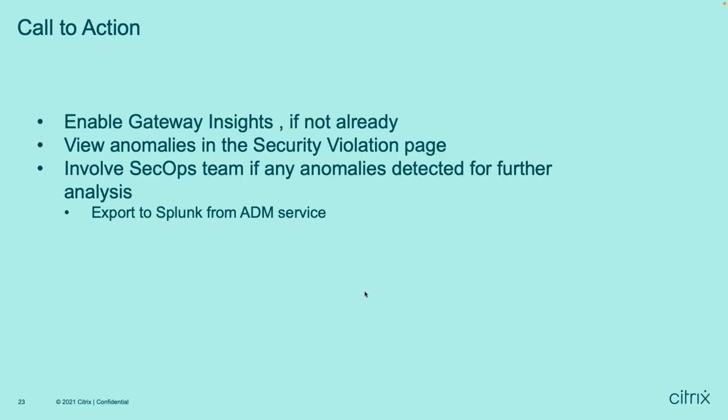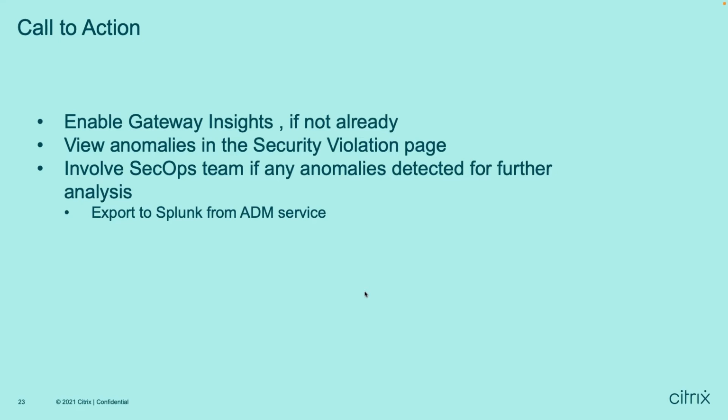So what is the call to action? First, if you have not enabled gateway insights for your ADC gateways that are discovered on ADM service, please go ahead and do that. With that, you will start seeing anomalies on your security violations page. Once you have the prerequisites set up, please go to the security violations page on ADM service, where you will start viewing anomalies, if there are any, against your gateway account takeover.